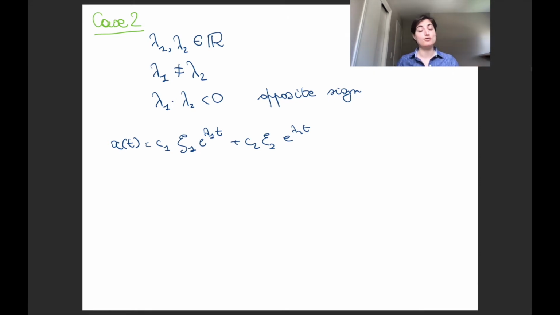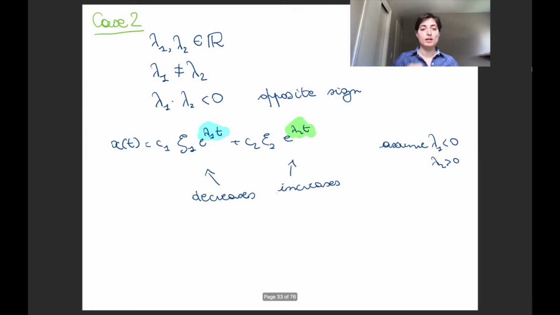Because they're real and different and each one has their own eigenvector, then we can write again the solution as c1 xi1 exponential of lambda 1t plus c2 xi2 exponential of lambda 2t. By now we should have this formula well ingrained in our short-term memory at least. We have one of them that is decreasing over time and one of them that is increasing over time. It's up to you to choose which one. I chose lambda 1 to be the one decreasing and lambda 2 the one increasing.